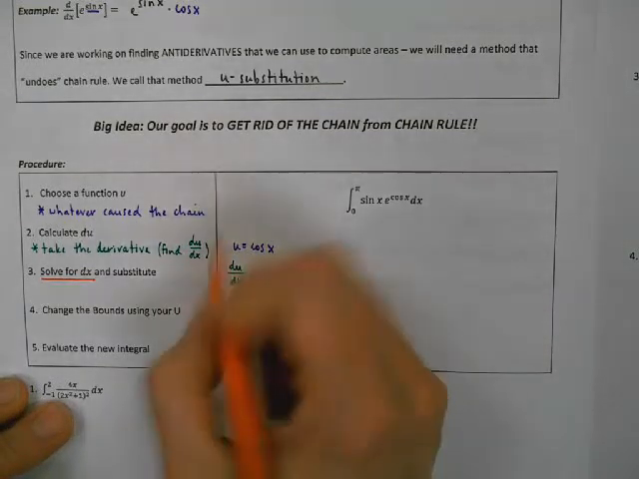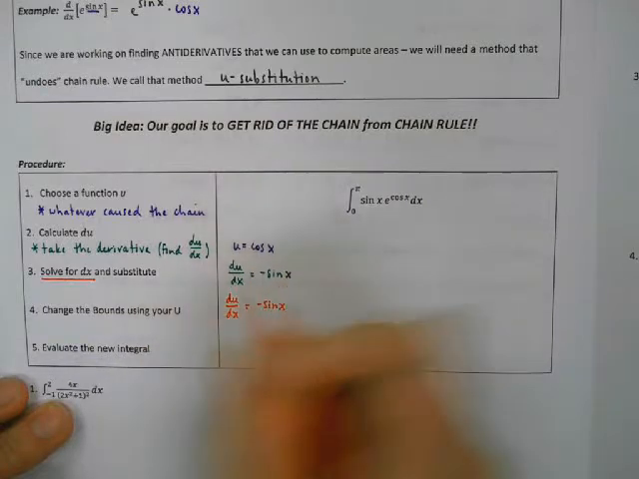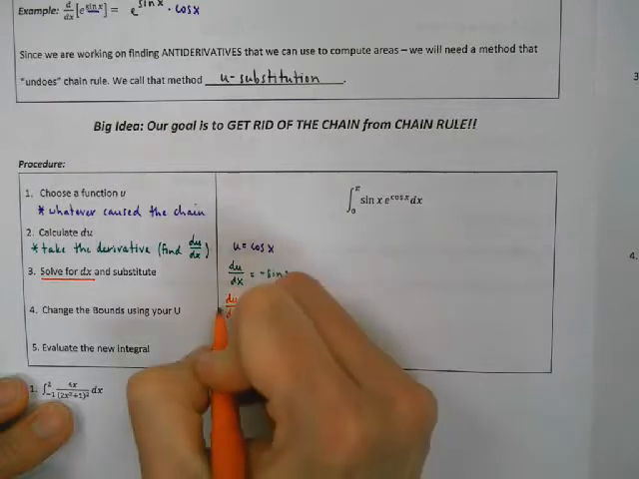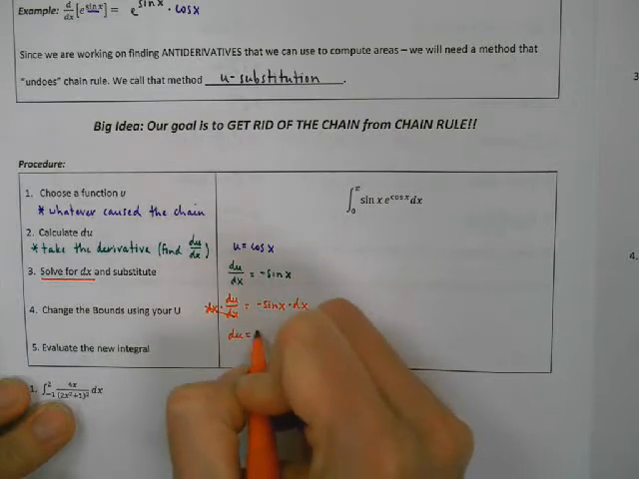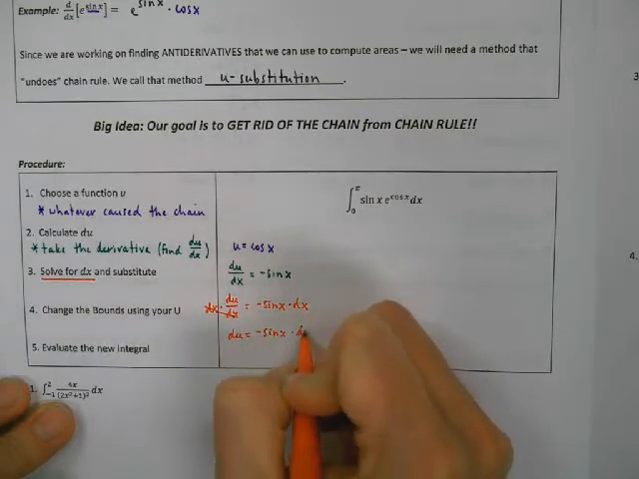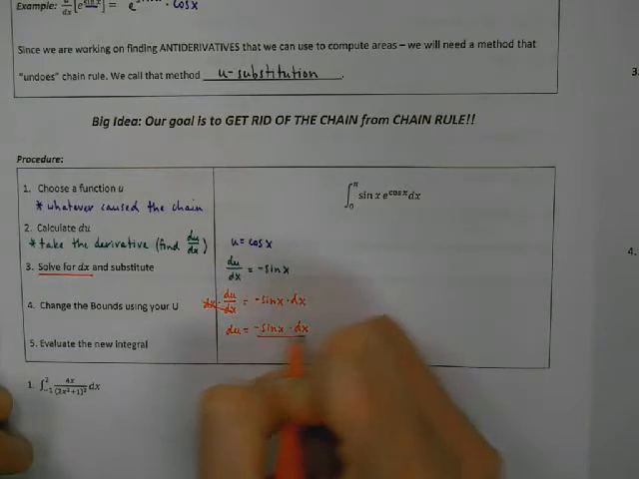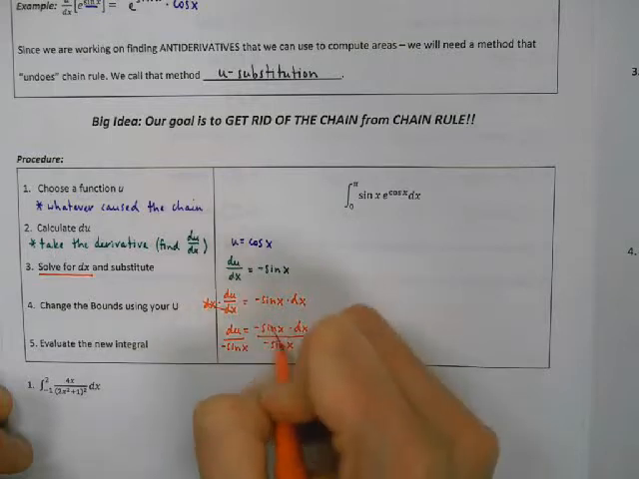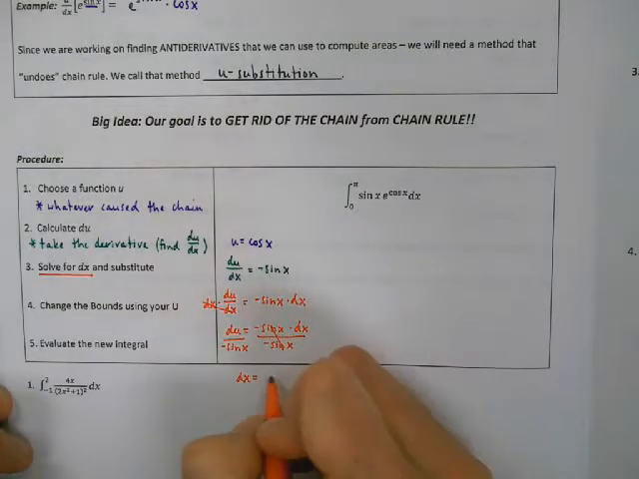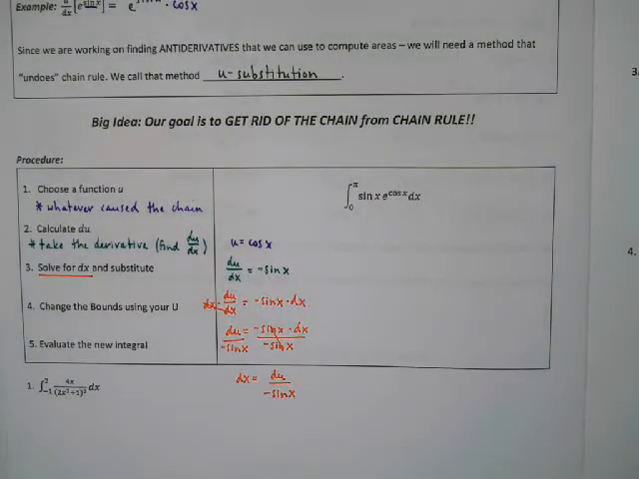The first thing I'm going to do, I'm just going to recopy this to show what's going on here. That was my derivative. So I'm going to multiply both sides by dx, so that it cancels here, and I have du equals negative sine of x times dx. So now if I want dx by itself, I'm just going to divide both sides by negative sine of x. And now I have that dx is equal to du over negative sine of x.